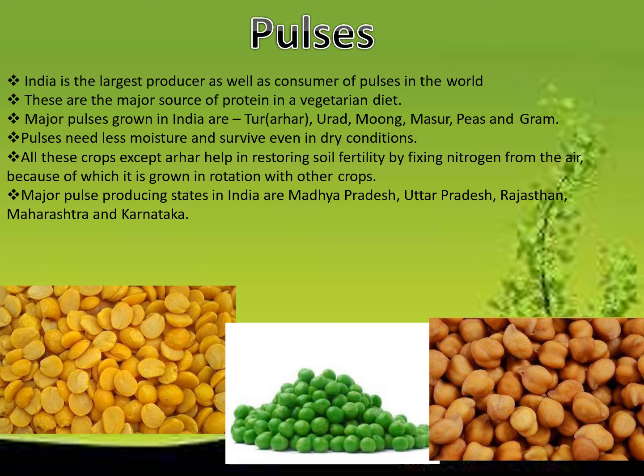Pulses. India is the largest producer as well as consumer of pulses in the world. They do say that pulses give us protein. So these are the major source of protein in a vegetarian diet. Major pulses grown in India are tur, urad, moong, masoor, peas and gram. They need less moisture to survive even in dry conditions. And all these crops except arhar help in restoring soil fertility by fixing nitrogen from the air, because of which it is grown in rotation with other crops.